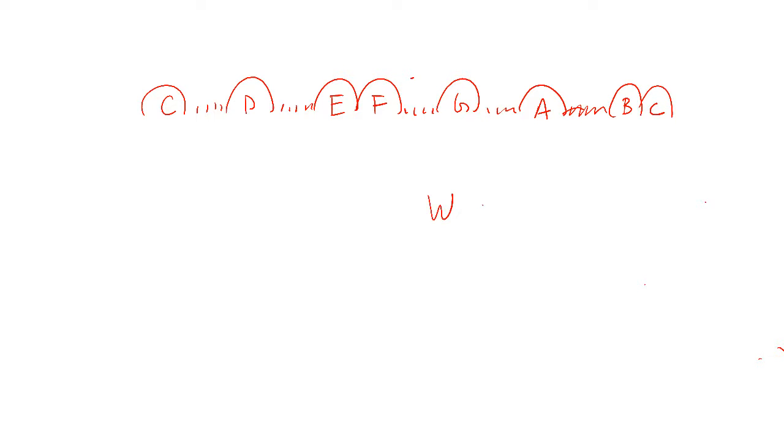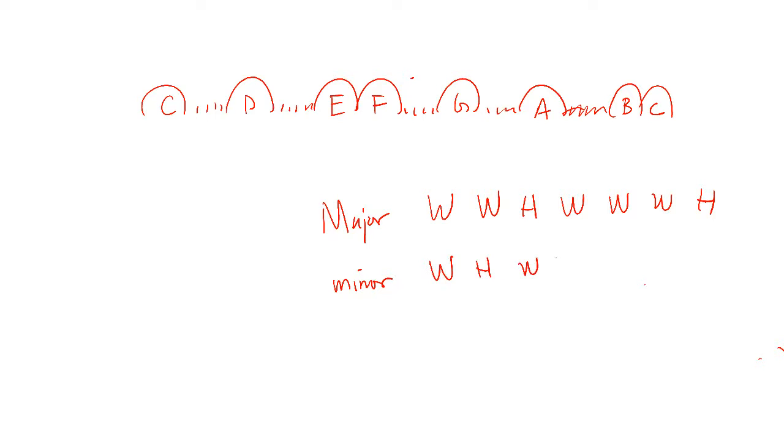All right. We all know this pattern. Whole, whole, half, whole, whole, whole, half. That's the pattern of the major scale. We all know this pattern too. Whole, half, whole, whole, half, whole, whole. Well, it turns out there's a lot of scales that use a combination of 5 whole steps and 2 half steps.